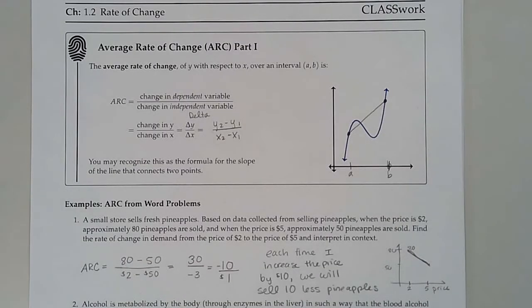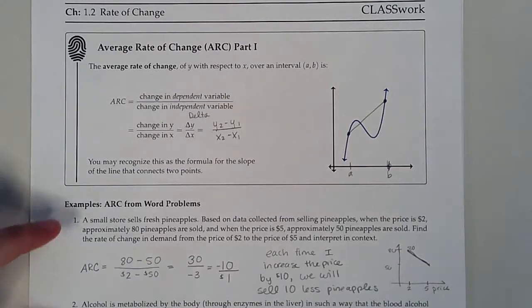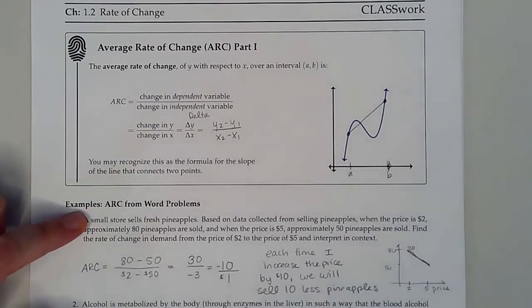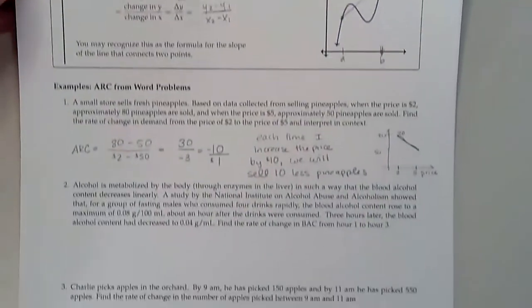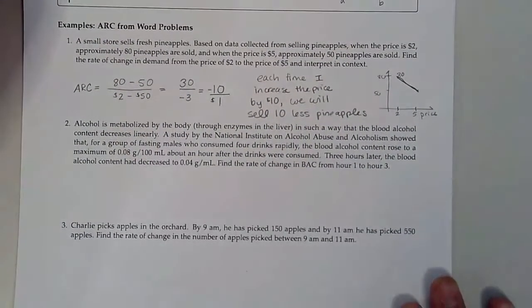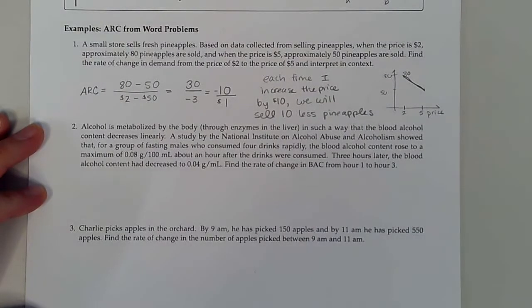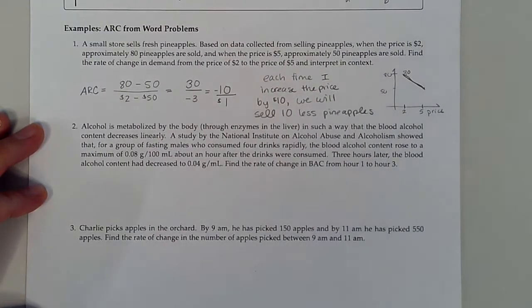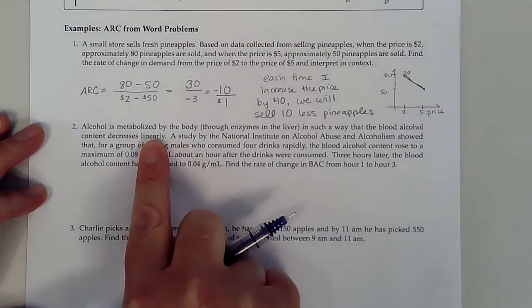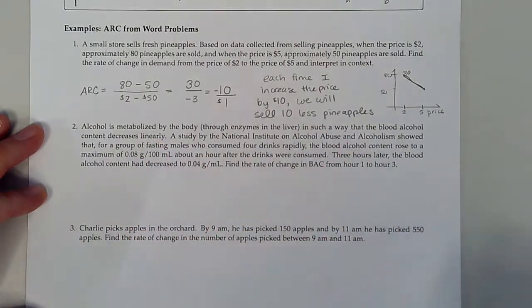All right, so we're looking at the average rate of change, and specifically the average rate of change in word problems. So we're going to pick up with number 2. Alcohol is metabolized by the body through enzymes in the liver in such a way that the blood alcohol content decreases linearly. It just means that it's decreasing in a line instead of some sort of curve.